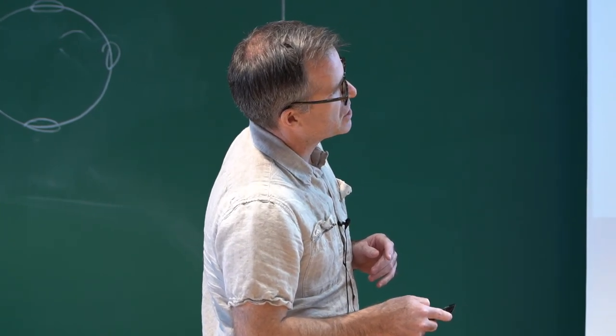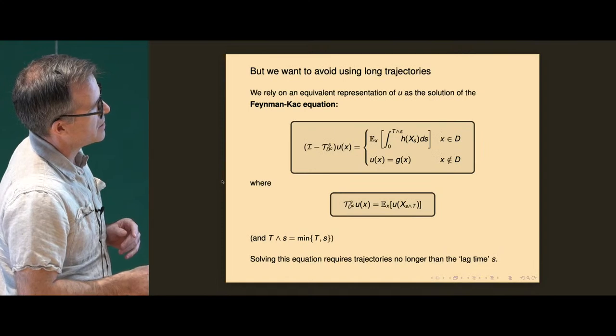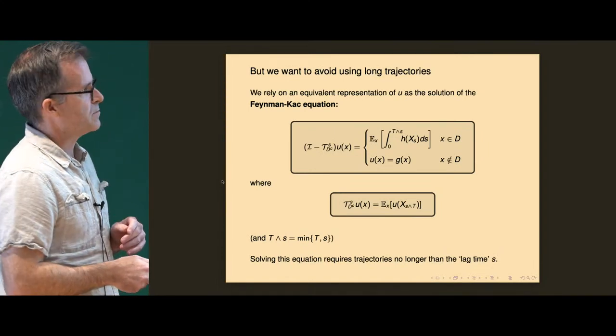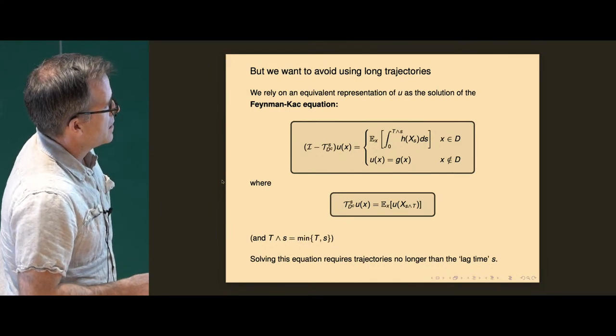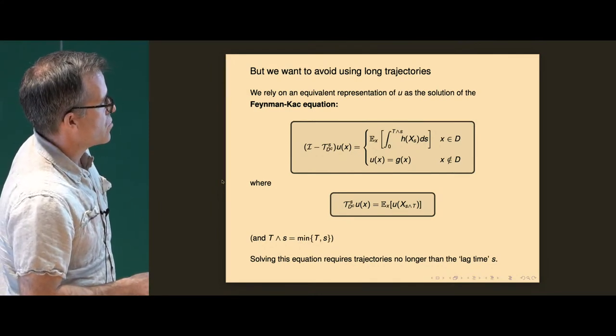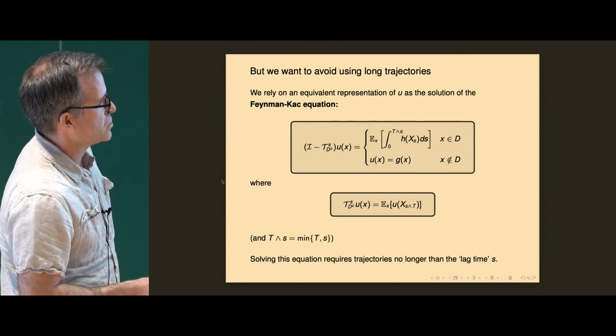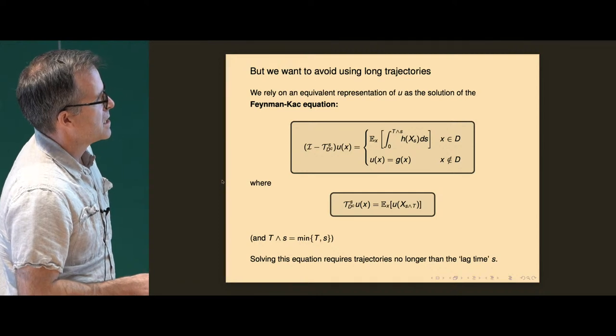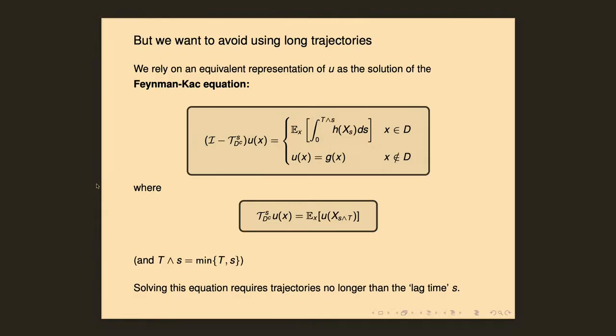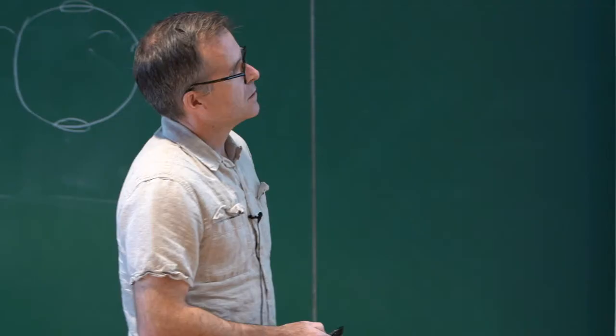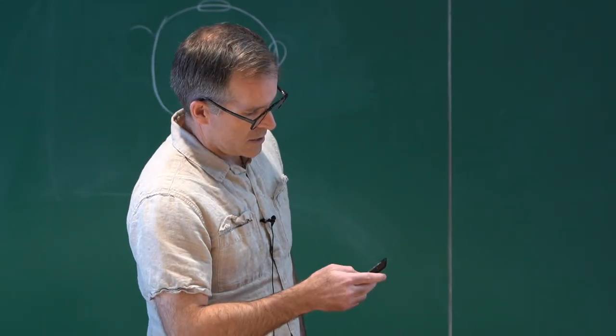So this is a transition operator. The only reason there's this DC at the bottom is that it's stopped when the process reaches the boundary. So again, everything in here requires trajectories that are no longer than the lag time S. The other point is that if I take S to infinity, I get back just the equation for U that I had on the previous slide in terms of a conditional expectation. So the methods that I show you, as you take S to infinity, should gracefully turn into some kind of direct regression. Okay, so that's the setup.